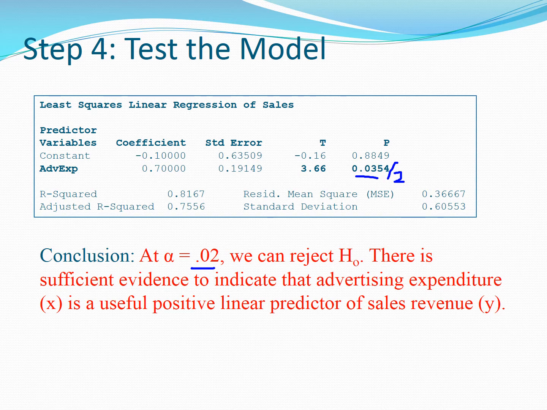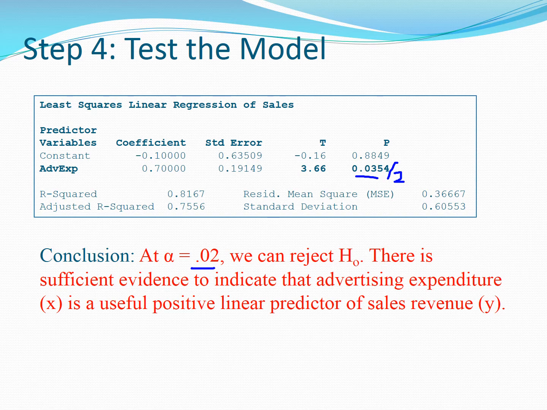There is sufficient evidence to indicate that advertising expenditure is a useful, positive, linear predictor of sales revenue. You could say advertising is a statistically significant, positive, linear predictor of sales revenue. A lot of different words you can use here. You got to get across the point that there's a positive relationship between these two variables and say it in the words of the problem. That's the test of hypothesis.